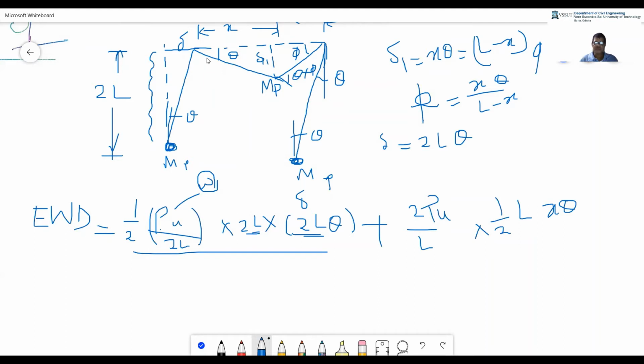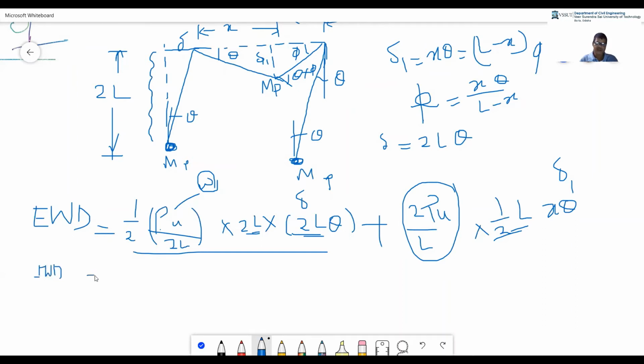What is the value? Now the total load was 2 PU, so 2 PU by L is the intensity of loading into area. Area is equal to half into L into delta 1. So delta 1 is equal to x theta, so you can find this value. So this external work done is equal to internal work done.